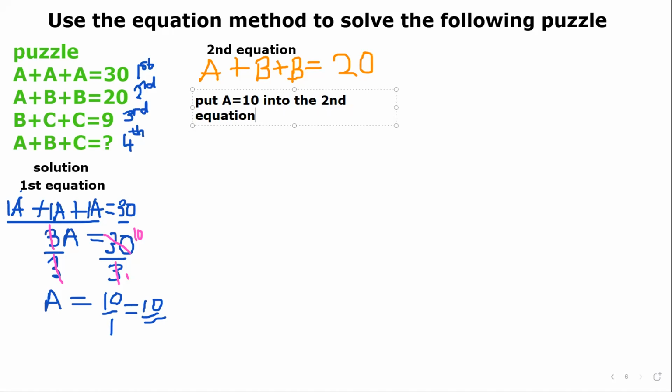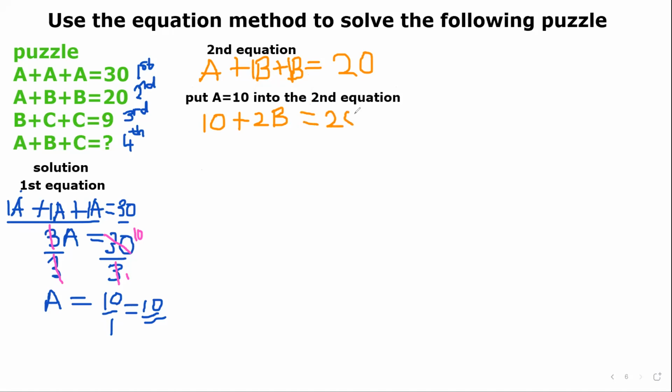So we are going to put A equal to 10 into the second equation and solve for B. Good. Once you know the A, you have to put A into the equation. So our equation will be 10 plus the B, the coefficient of B here is 1. So 10 plus 2B, when you add it, B plus B will give you what? 2B. And then here is the answer.